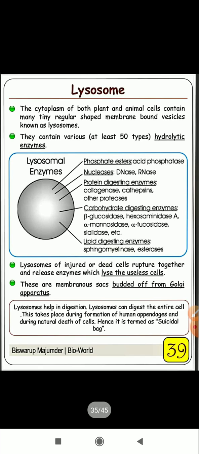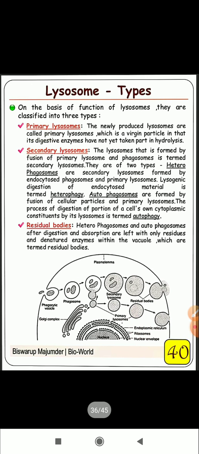Now come to the lysosomes. Lysosomes are small vesicles that bear hydrolytic, digestive enzymes. The various enzymes present in lysosomes are nucleases, protein digesting enzymes, carbohydrate digesting enzymes and lipid digesting enzymes. Various membranous sacs bud off from the Golgi apparatus to form the lysosomes. Another function of the lysosome is digestion, as it helps to digest the entire cell or the torn out cell. There are three different kinds of lysosomes: primary, secondary and residual bodies.